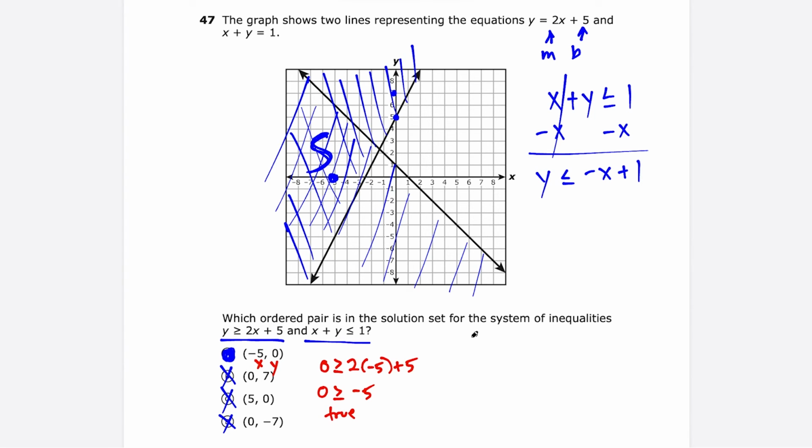Now if we plug it into the second inequality, we'd have x is -5 plus y is equal to 0 is less than or equal to 1. And -5 is definitely less than or equal to 1. So plugging in (-5, 0) into both inequalities gives us two true statements. So A is definitely correct.